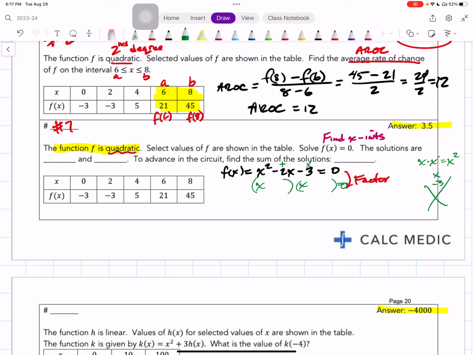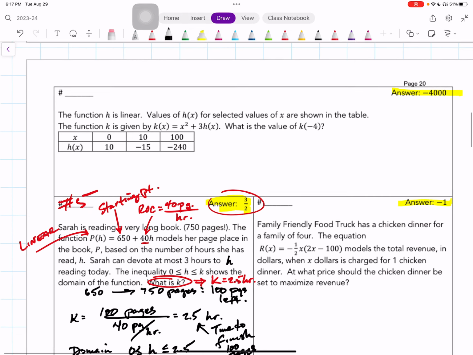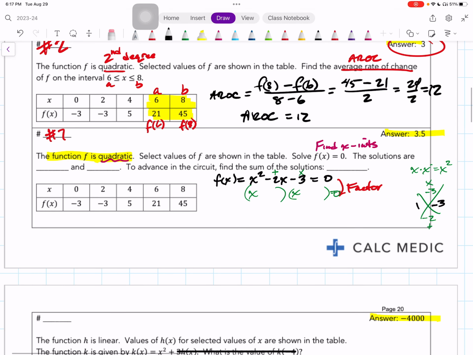I'm going to put a plus sign here. They have to add to negative 2. Well, what are they? 3 is prime, so it's either 1 times negative 3 or negative 1 times 3. They have to multiply to negative 3 and add to negative 2. 1's got to be negative, and if you want a negative sum here, the bigger number's got to be negative. 1 plus negative 3 is negative 2. So this is going to be x plus 1 times x minus 3.